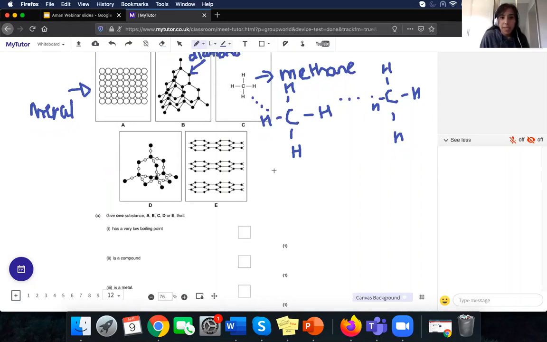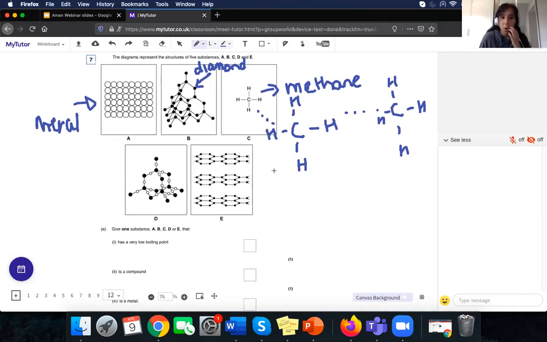Brilliant. So a lot of people are saying D. D is the compound. So remember, a compound has to be formed from two elements chemically combined. C is also a compound. We'll go through that in just a second. So D is a compound. This is probably silicon dioxide, where black is the silicon and the white blobs are oxygen. So silicon and oxygen, two elements chemically combined, therefore D is a compound. And the other one that could be a compound is C, because C is made of carbon and hydrogen and they're chemically combined. Remember, covalent bonding is a chemical bond, so they are chemically combined.